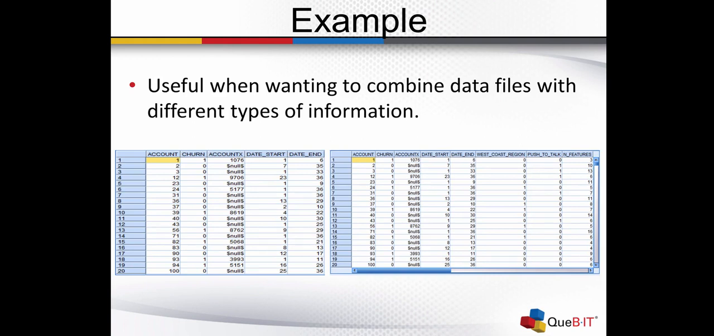This is a useful operation when you want to merge data from different sources. For example, you may have account data and you want to combine it with demographic data. In this example, the table on the left has account information. The table on the right has account information and also some demographic and feature information as well, as these data files have now been merged.